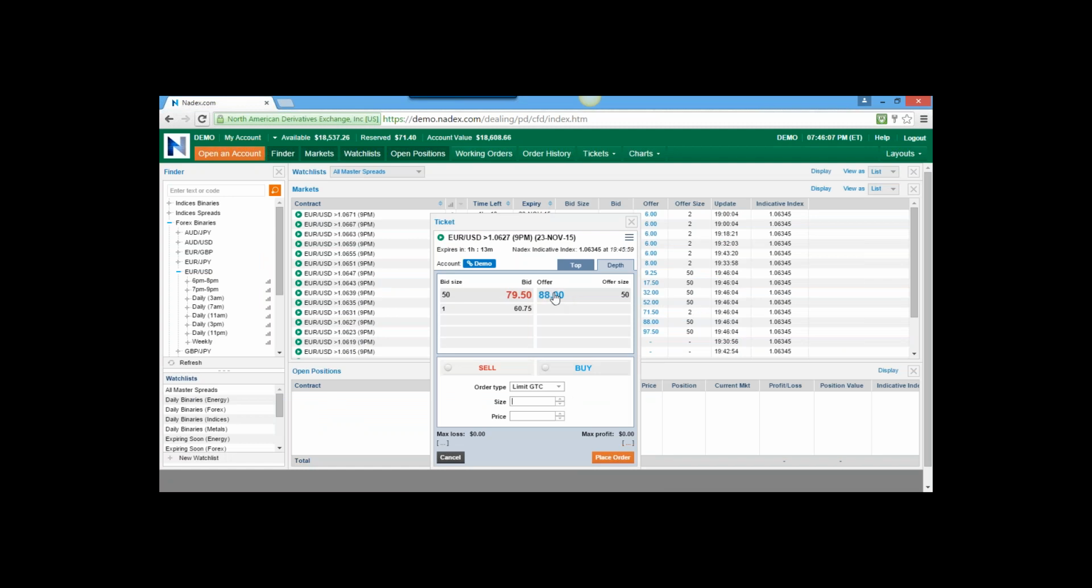If I buy a binary for 88, I'm buying it for 88. Whatever I buy for is my max loss, and the most I can make is the difference between where I buy and $100. If I sell it, my max loss is the difference of where I sell it compared to $100. Does that make sense? So on the sell side, whatever you sell for is your max profit, and the risk is the difference of where you sell compared to 100 bucks. Okay, does that make sense?